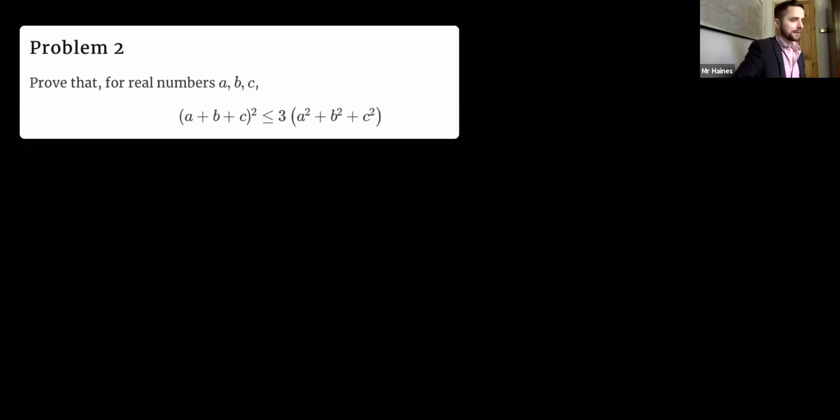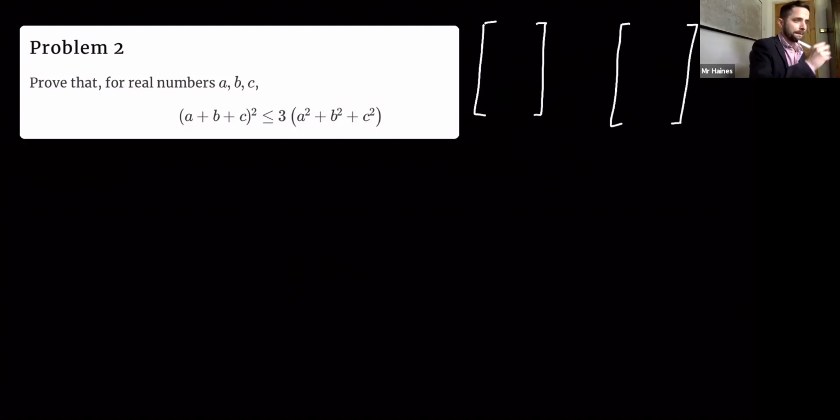It doesn't look like the Cauchy-Schwarz inequality, but we can use it. We just need to decide what should be our lists. So if you have a suggestion, or if you want to play around on your paper and have a go to see if you can make a choice of what should go here so that we get this inequality when we plug it into Cauchy-Schwarz. And whilst you do that, I'll just write down the Cauchy-Schwarz inequality again.